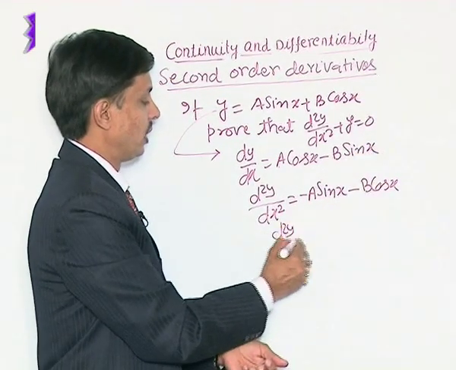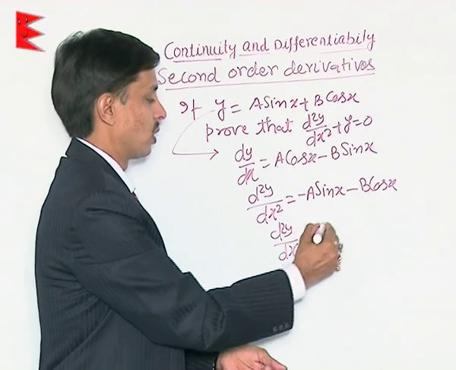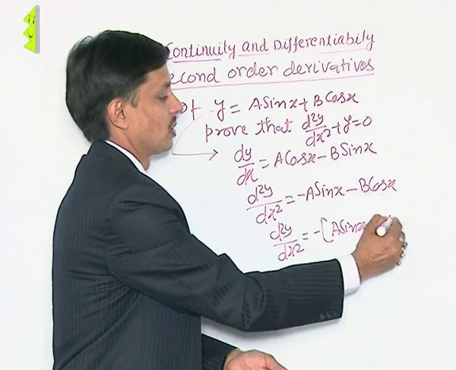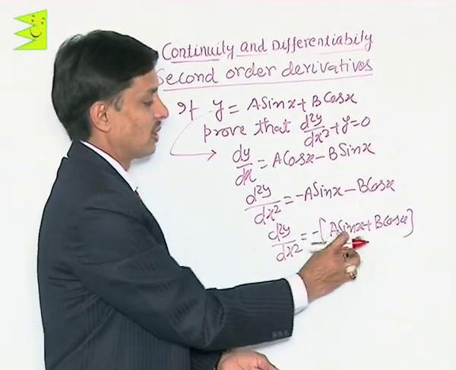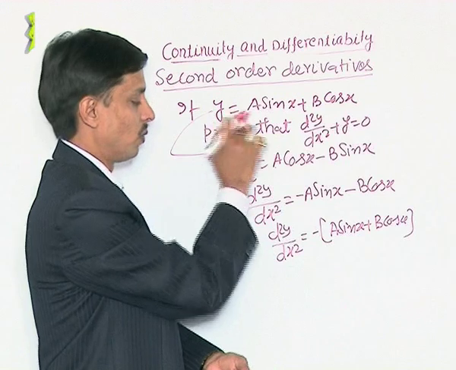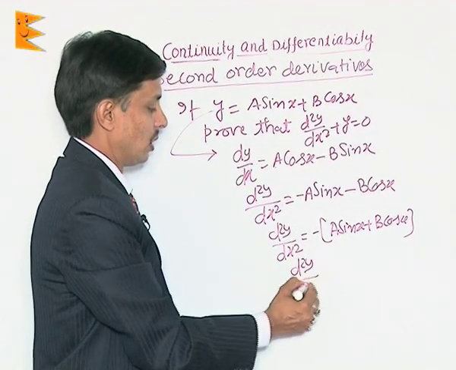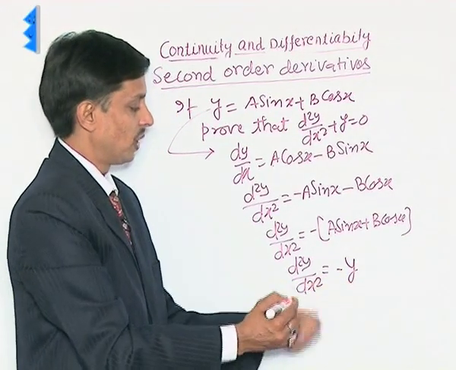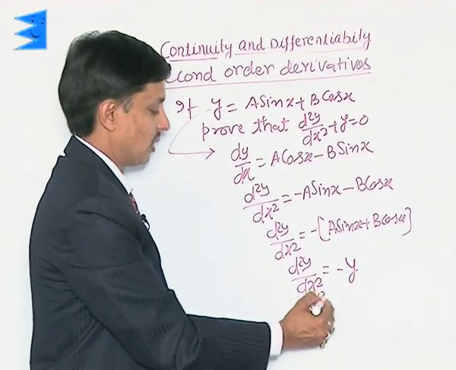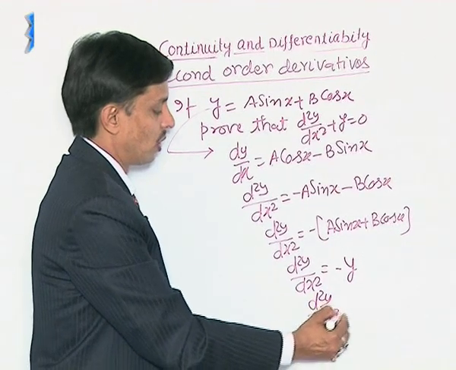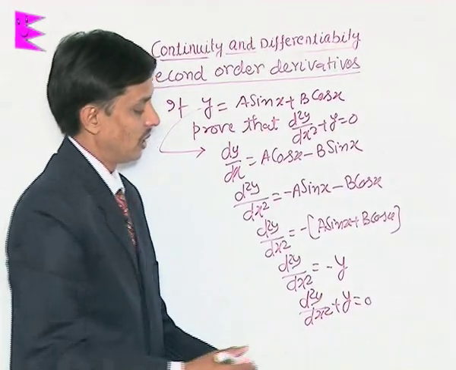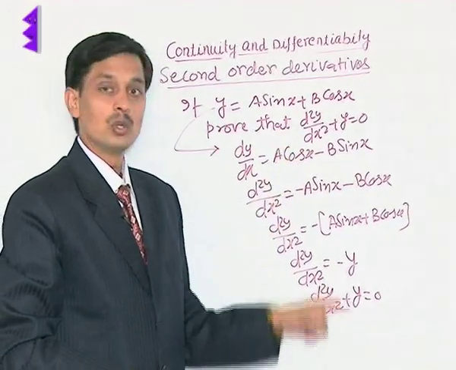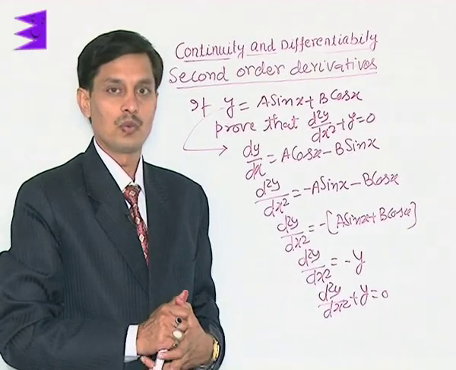So we can say d2y upon dx square is equal to minus common, that is a sin x plus b cos x. But the value of a sin x plus b cos x is what again? Y. So the answer of d2y upon dx square becomes minus of y. If this is shifted from right to left, the net result is proved that d2y upon dx square plus y is equal to 0. This is the result which we want to show as per the requirement of the question.